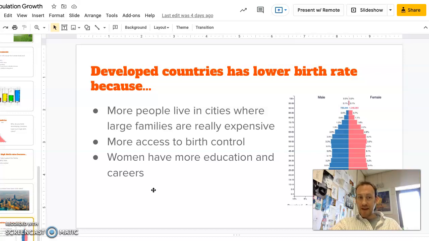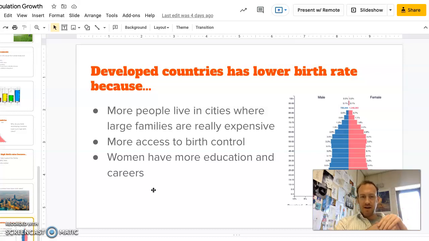In a lot of developing countries, girls don't get a good education, unfortunately. In developed countries, again, like our own, women have much higher rates of education, and therefore they have careers, and they want to be successful in those careers. And being able to focus on a career while also having a lot of kids at home to take care of can be a challenge. It's doable, but it can be a challenge.